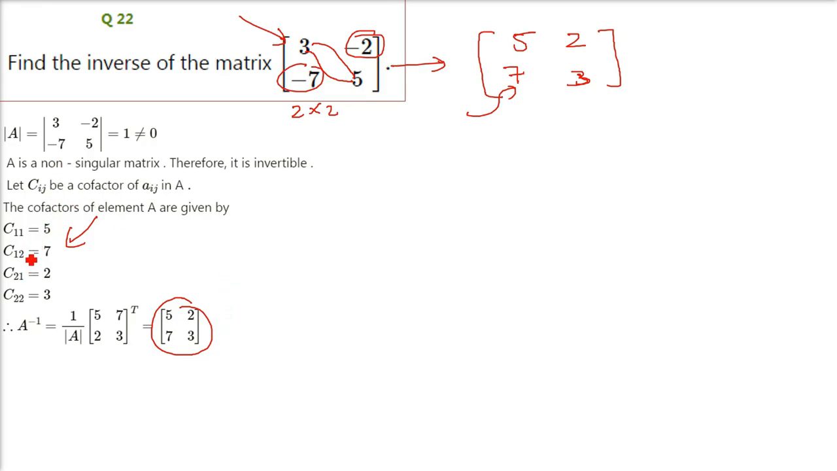Or the next way is to find the cofactor matrix, and then take the transpose, that is going to be the adjoint, and just divide it by the determinant of A.